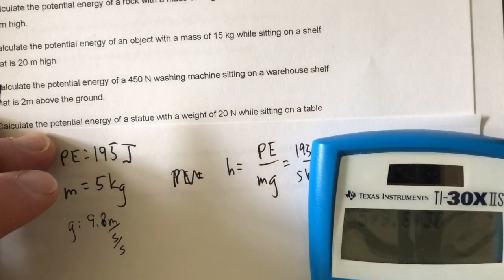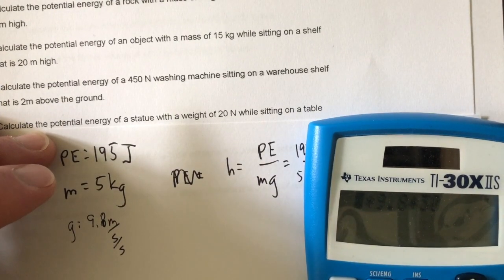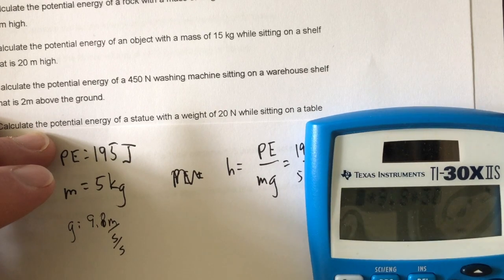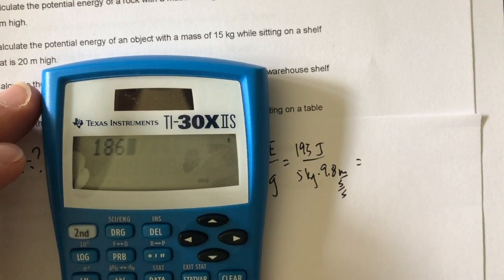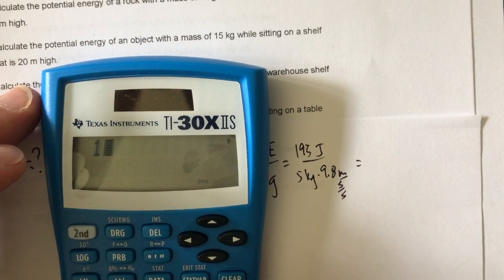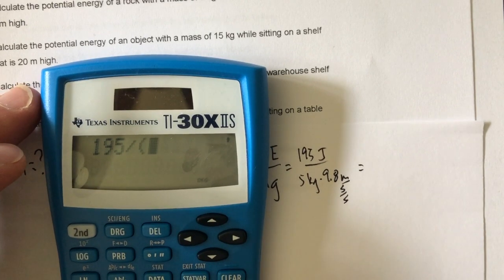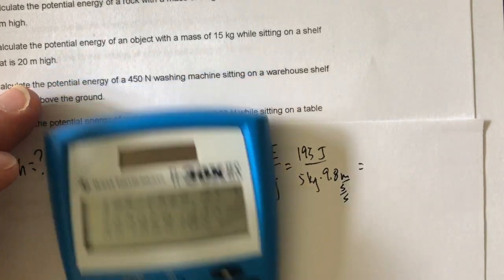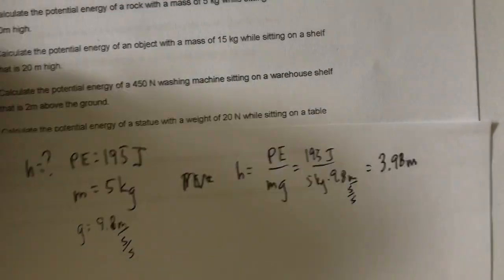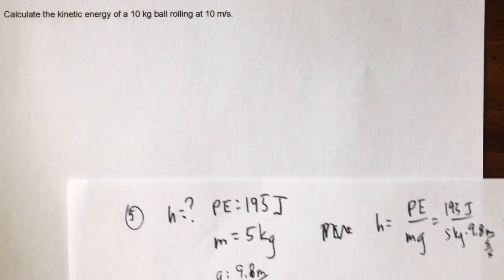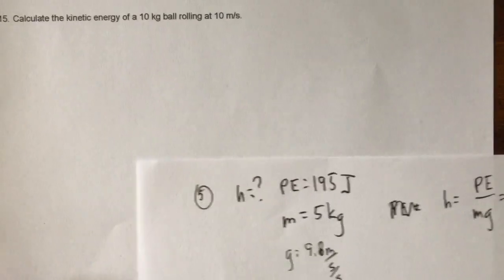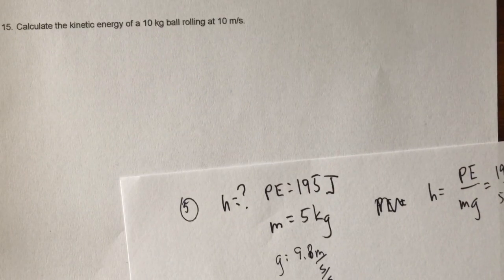All right, so again, I get my calculator out here. That's going to be 195 divided by, in parentheses, 5 times 9.8. And that equals 3.98 meters. All right, so that was number 5. Next, we're going to do number 8.